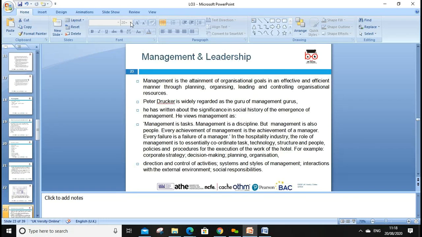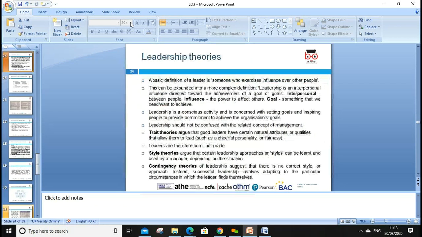We discussed management is the attainment of the task, because it's project management. Peter Drucker said any failure is a failure of the manager, any success is a success of the manager. So the project manager's role is very important, and for this we require different leadership theories. A leader is someone who exercises influence over people.